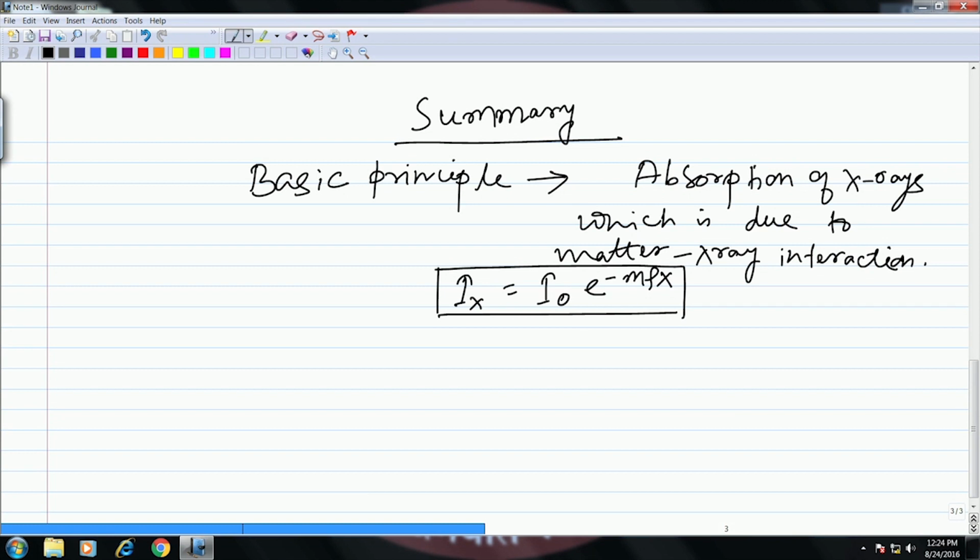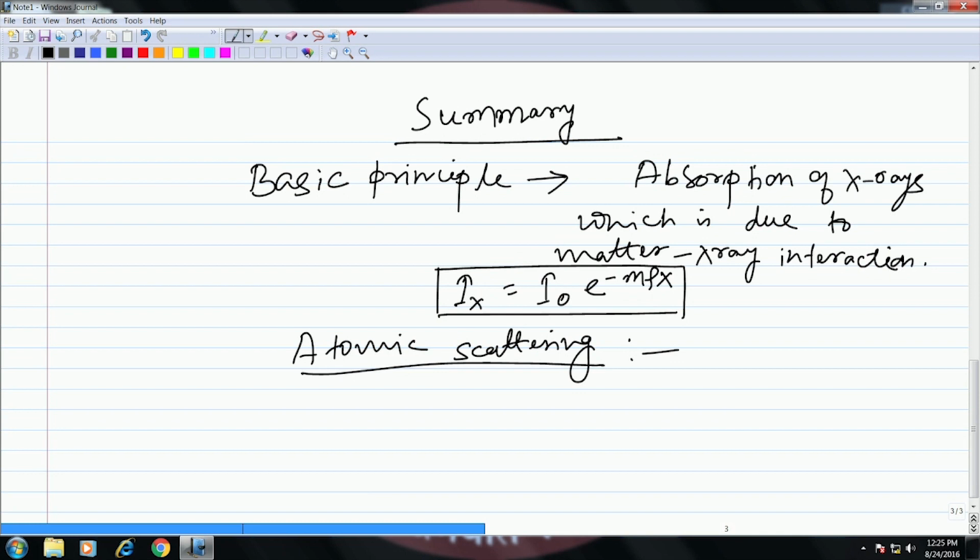Okay. And with regard to this matter and X-ray interaction, we saw there are different atomic scattering events which lead to the absorption of X-rays, and in this we have seen different types of atomic scattering events, and we have also discussed their contributions to radiographic testing.